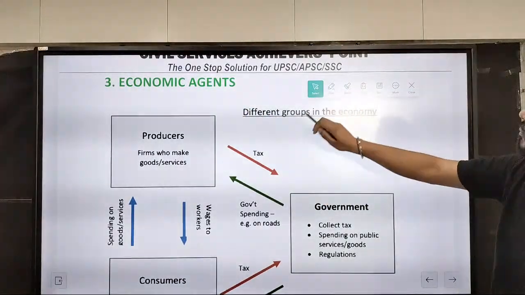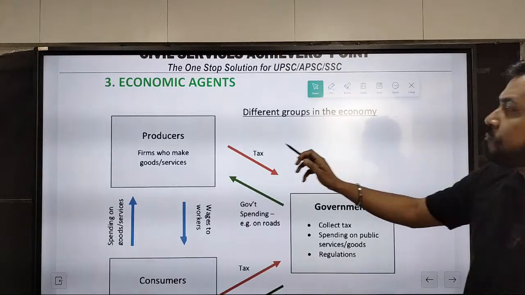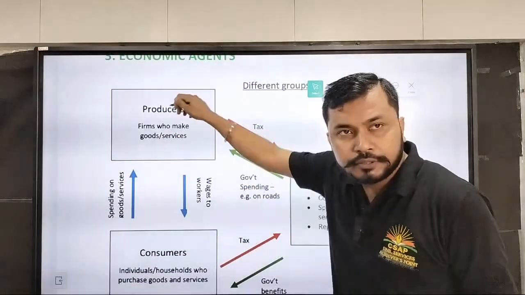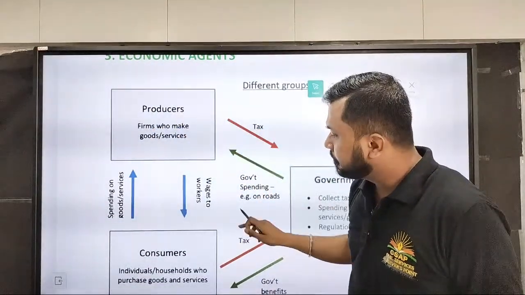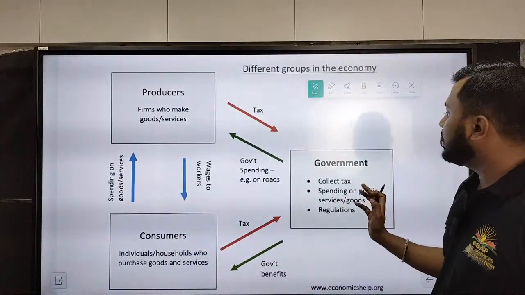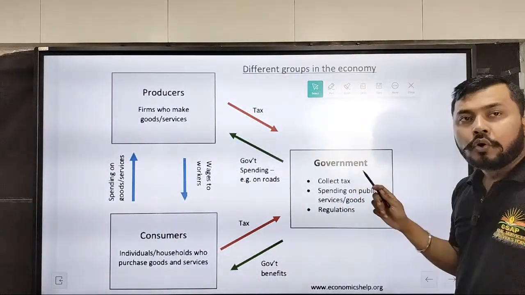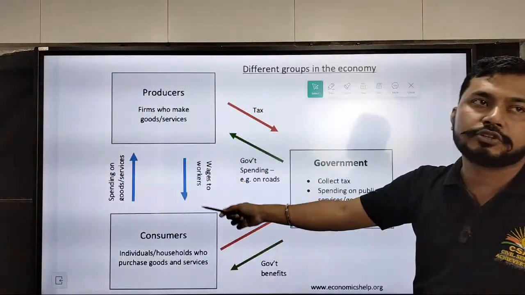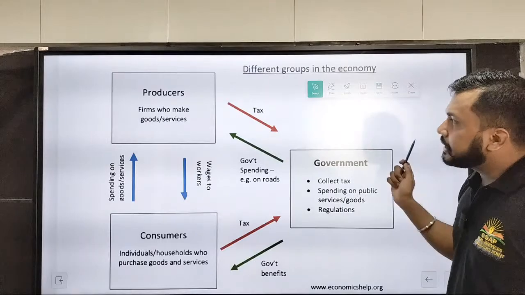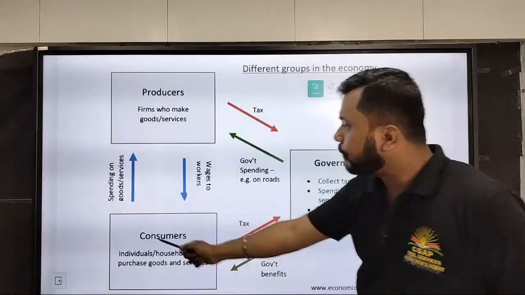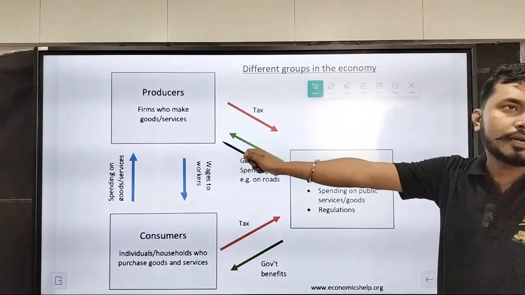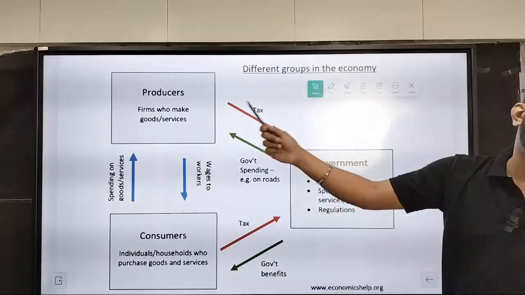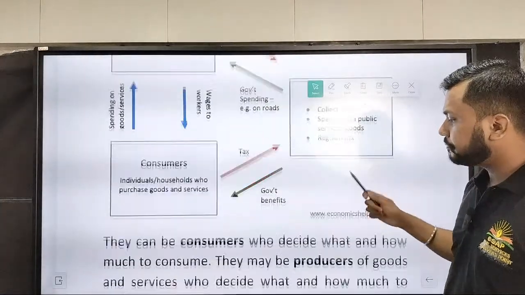Supposedly, if I have to talk about the different groups in the economy, they are basically the producers who produce goods and services, the consumers, and the government, which collects tax from the producers and also from the consumers. These are the different groups we can see in the economy, which directly go for some form of tax or the other.